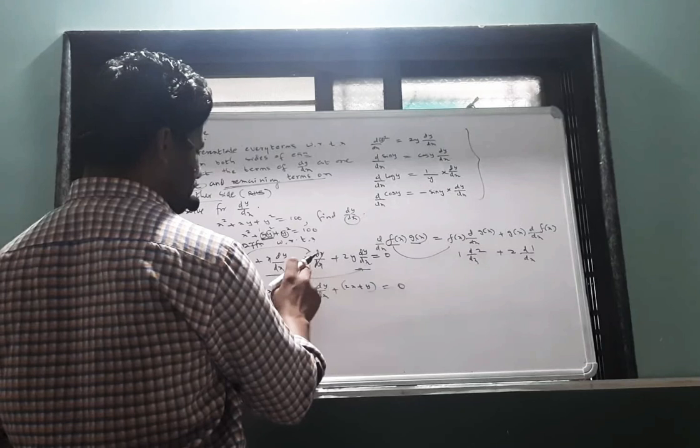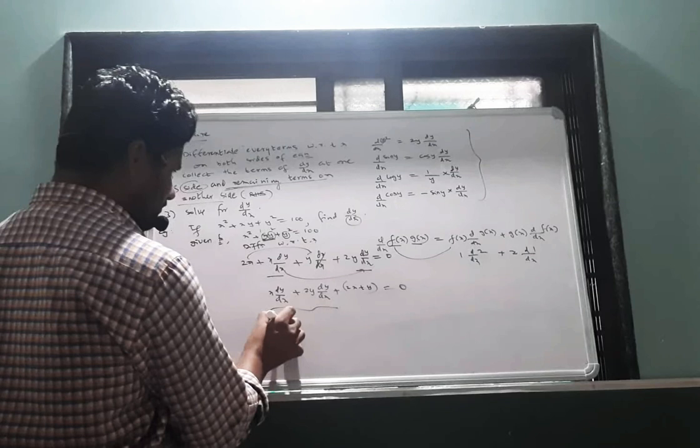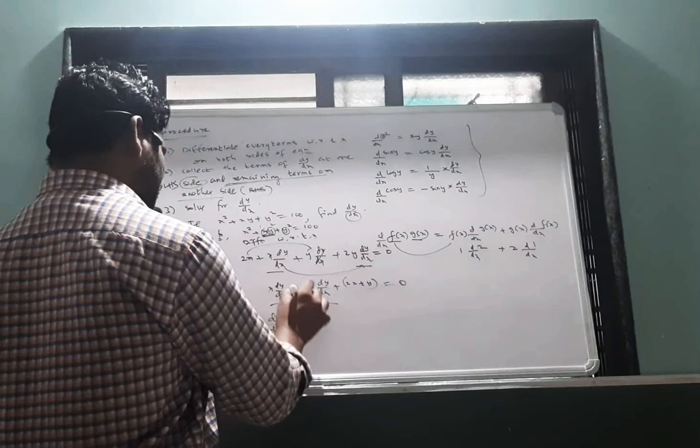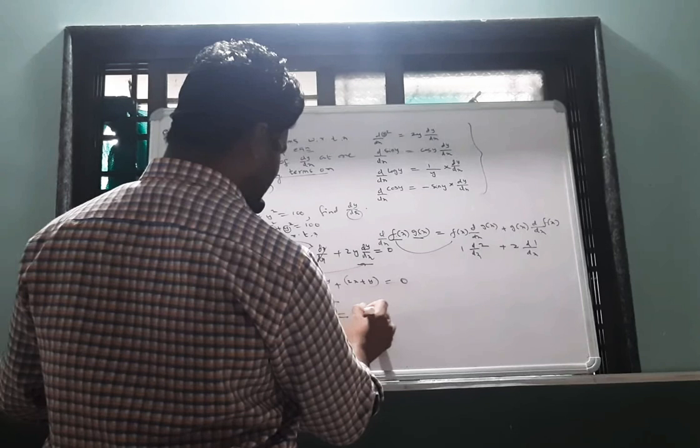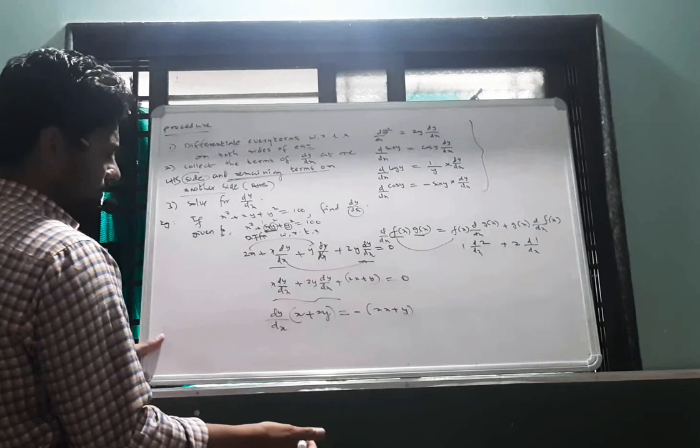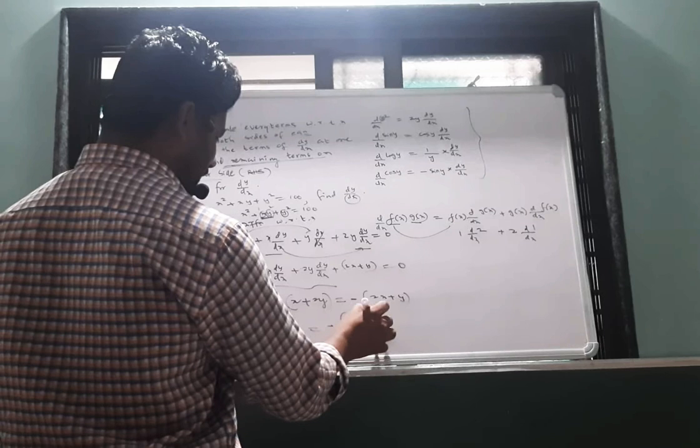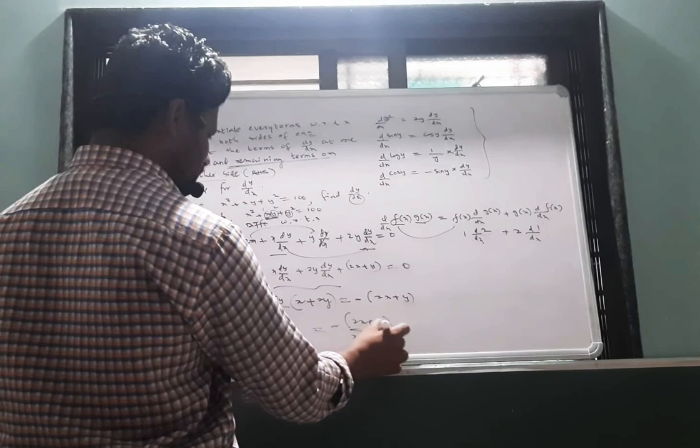Here dy by dx is common, so we get the coefficient x plus 2y. The other sum I take to the RHS with a minus sign: minus of 2x plus y. So dy by dx equals minus of 2x plus y divided by x plus 2y. This is the derivative of y with respect to x, dy by dx.